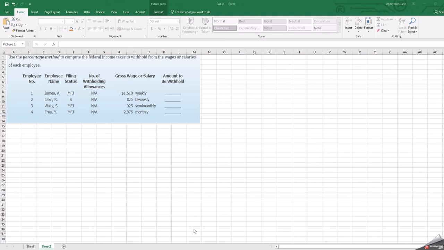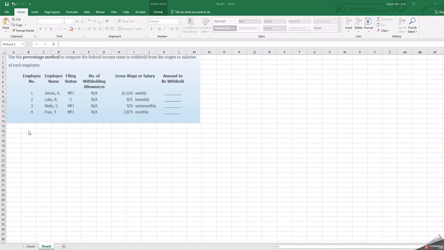So the first one asks us to complete our percentage method. Instead of using the tables, we're going to use the percentage method, which is also located in your appendix. The first couple pages of that appendix material deal with the tax tables. So it has the 2021 percentage method tables for W-4s from 2020 or later. And this particular one we are looking at is weekly, the first one, so James.